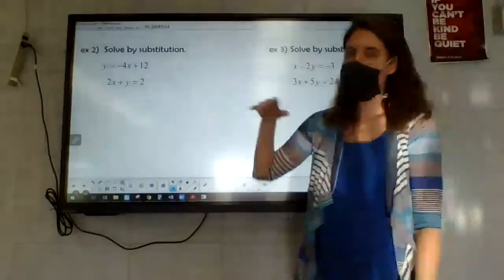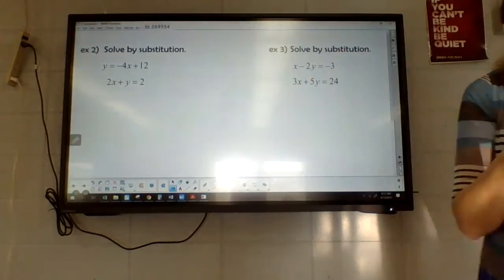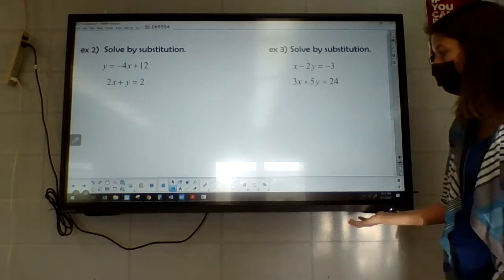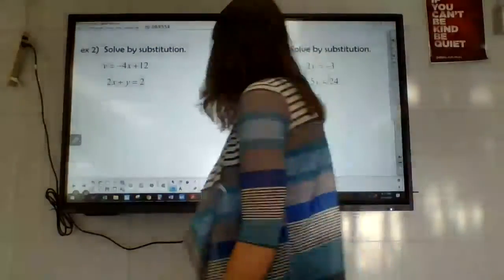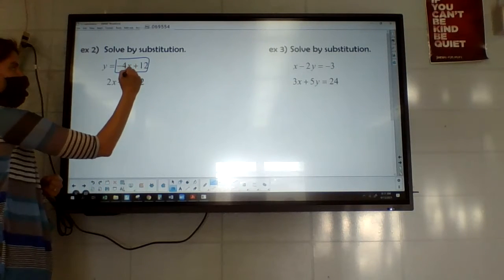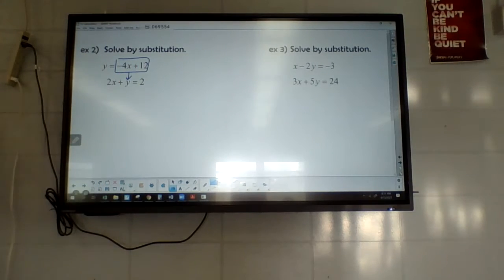So in example 2, same idea as before, where we want to get a variable alone, and the y is already alone here. Just like we did last time, if this is what y equals, I'm going to put that in place of y in the other equation. So I can substitute that in.